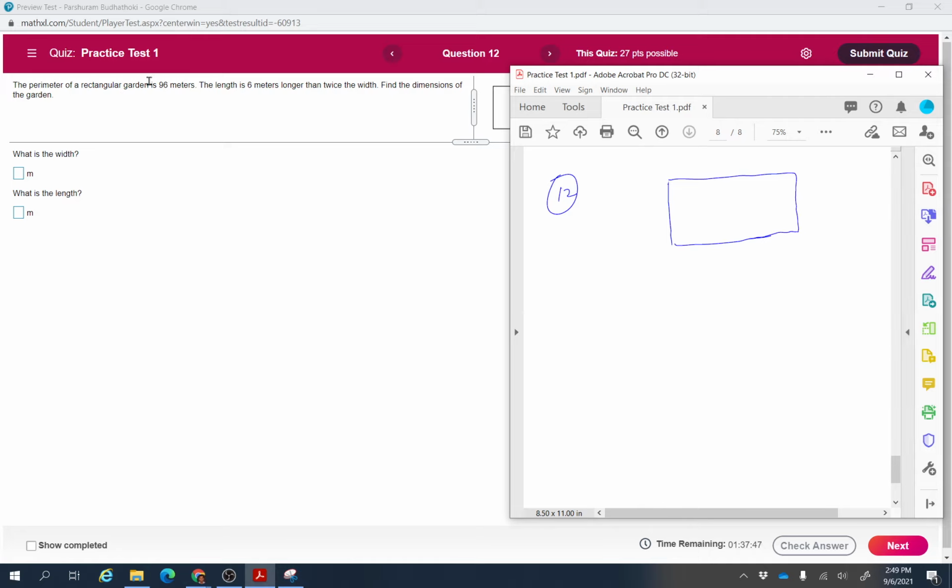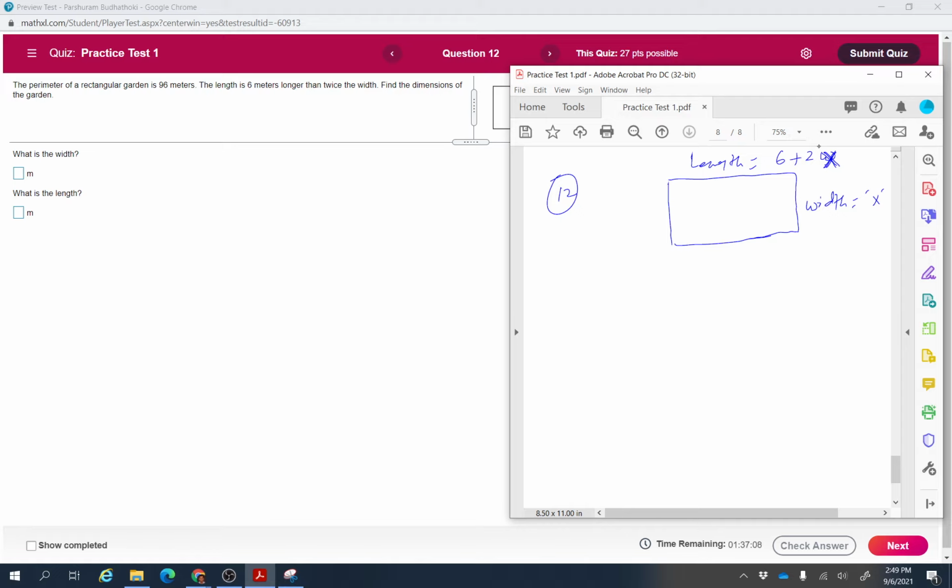So the perimeter of the rectangular garden is 96 meters. So if you add this side plus this side plus this side plus this side, the length of all these four sides, that is equal to 96 meters. The length is 6 meters longer than twice the width. So for example, let's say width is x, then length, according to this information, is 6 meters longer than twice the width. So length is 6 plus 2x. Find the dimensions of the garden.